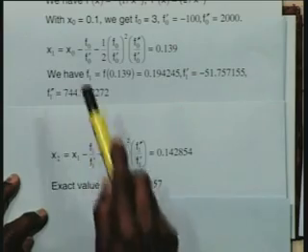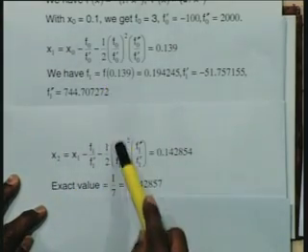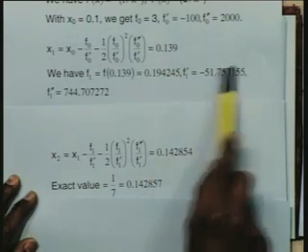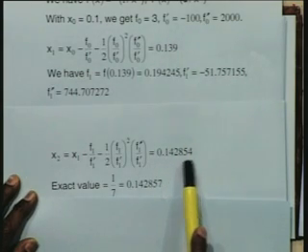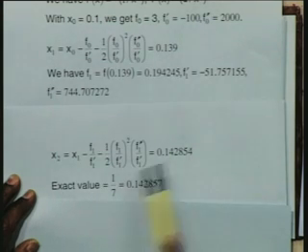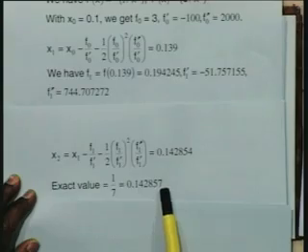Now you can see that I am writing x2 is x1 minus f1 by f1 prime, minus half of f1 by f1 prime whole square, f1 double prime by f1 prime, and using these values we get 0.142864. I can stop after 2 iterations; the exact value turns out to be 0.142857. We have got 5 plus digit accuracy in just 2 iterations.